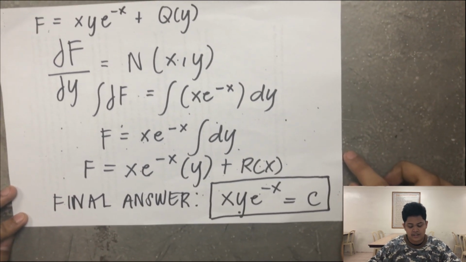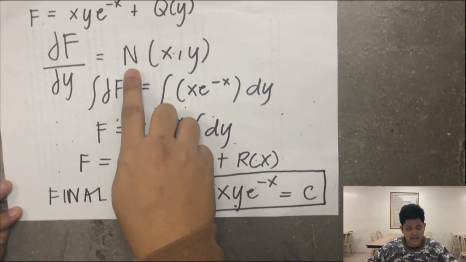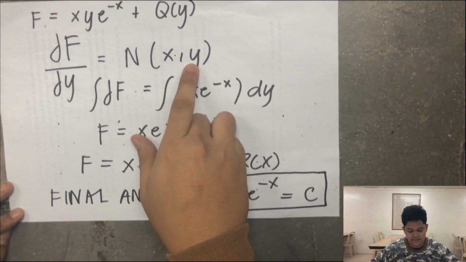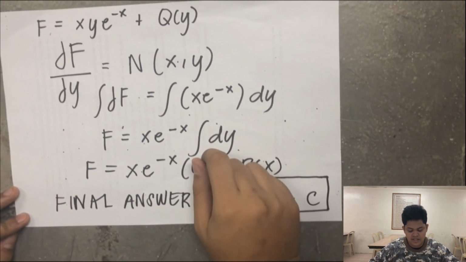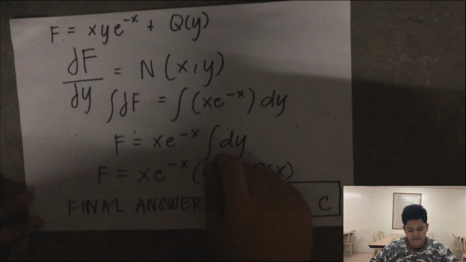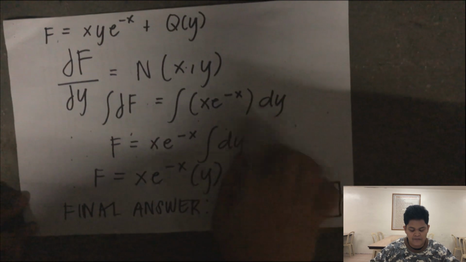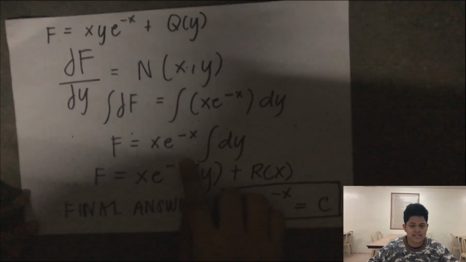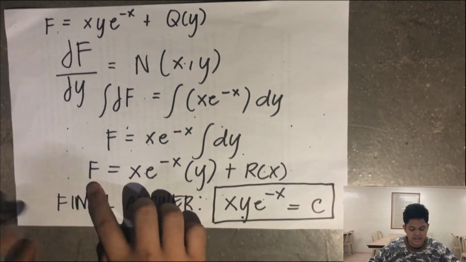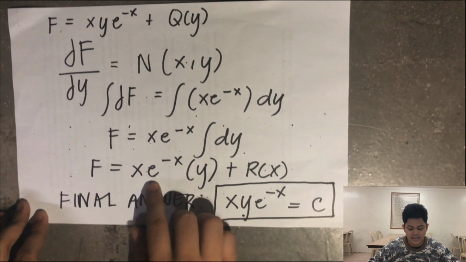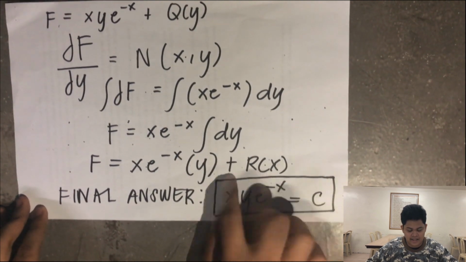The next is the partial derivative of f with respect to y is equal to N(x, y). Then we get the integral of that partial derivative, the integral of x e raised to negative x dy. F now is equal to x e raised to negative x times the integral of dy. F is equal to x e raised to negative x y plus h of x.